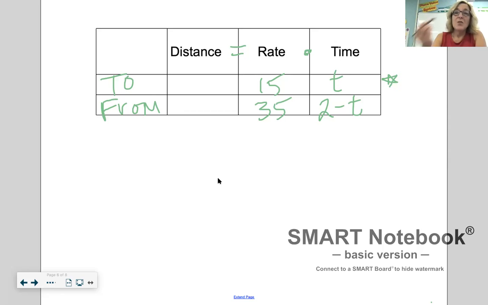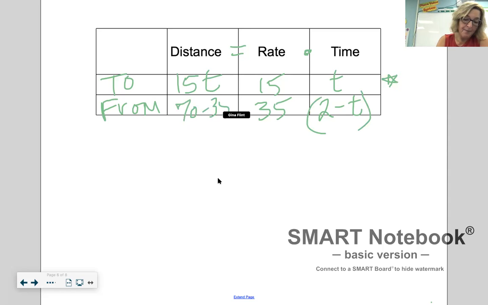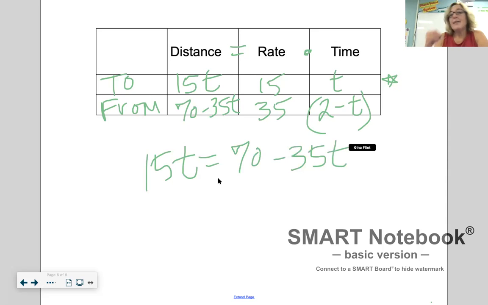We're finding t. So now we can multiply rate and time. And so we have 15t for the trip there, and then we have 35 times the quantity of 2 minus t, which would be 70 minus 35t. And we know the distance is the same, right? Because when you go to a store and you come home from a store, you've traveled the same way in each direction. Okay, so now we can put 15t is equal to 70 minus 35t. So go ahead and just solve that equation, and then let's think about your result, okay?